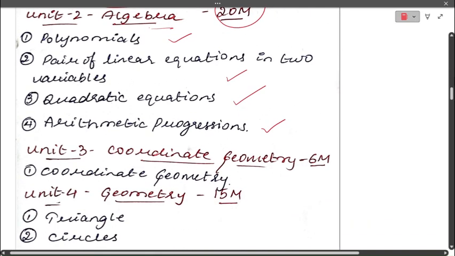Next unit is basically coordinate geometry. Coordinate geometry itself has only one topic, which will be allotted 6 marks. This is basically a graph-based question which will be asked in the paper and is very easy scoring, and wherein people often tend to lose marks in this topic of coordinate geometry.